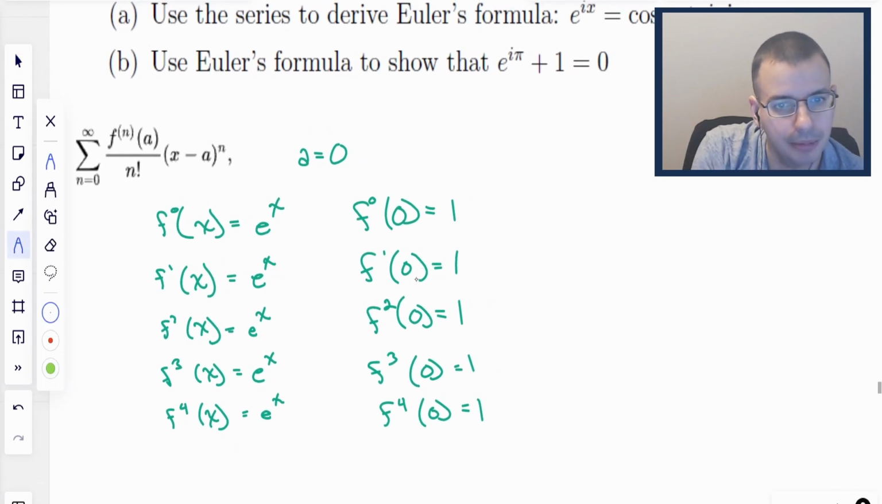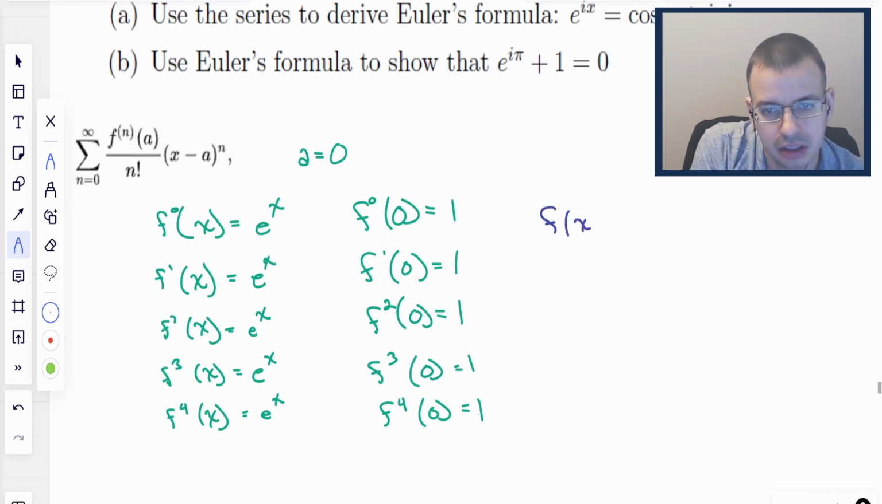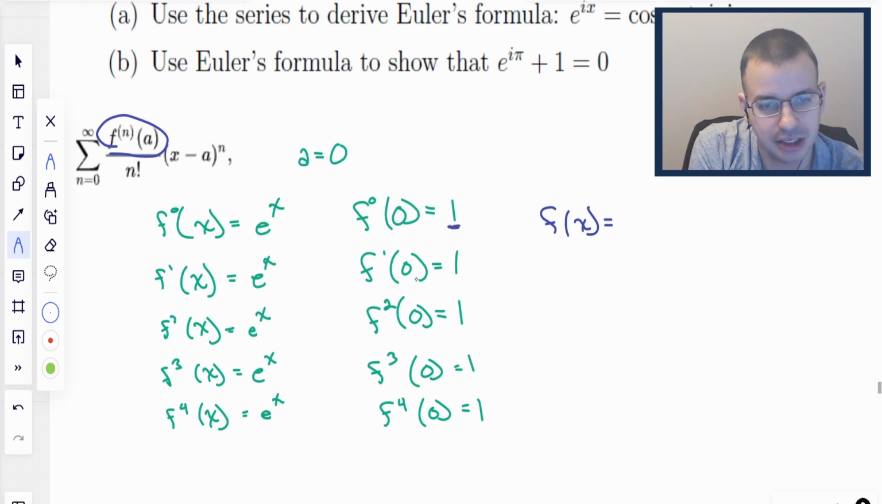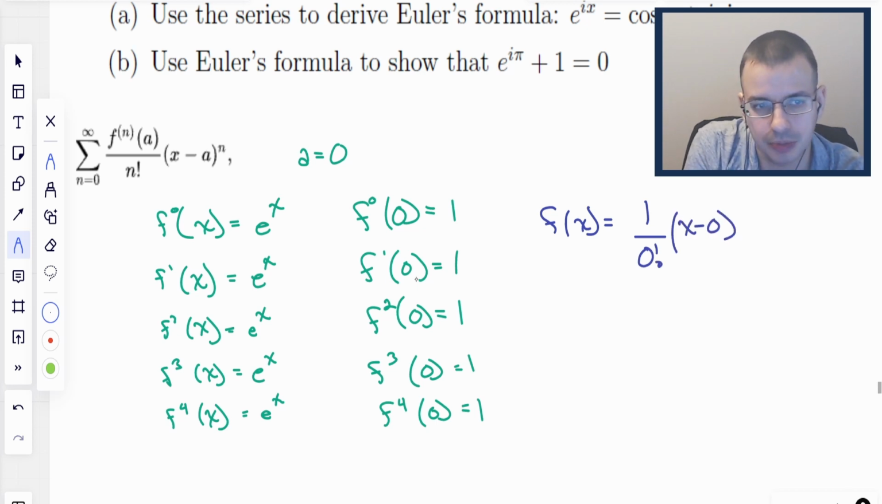We're going to write up what f of x equals. So f of x is going to equal, the first term right here is going to be this term right there, 1 over n factorial. Our first term is going to be 0 because we're starting with 0. It's going to be 1 over 0 factorial times x minus 0, because we chose a to also be 0, to the 0th power.